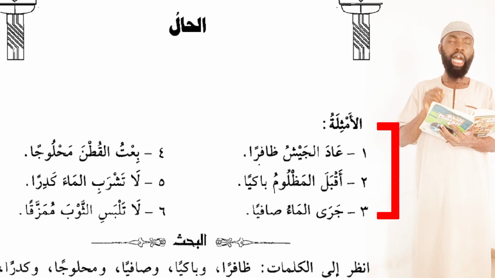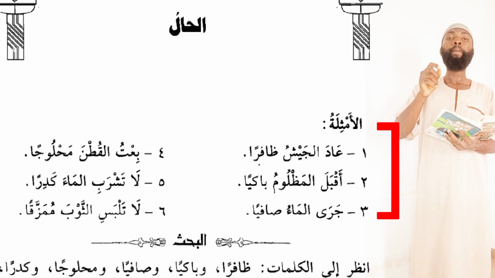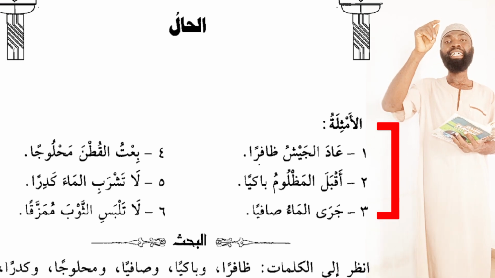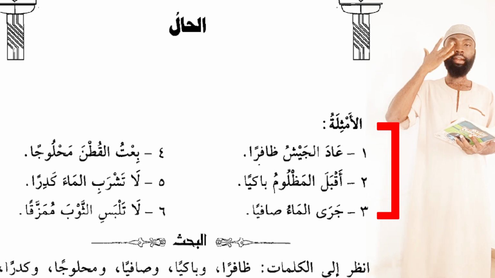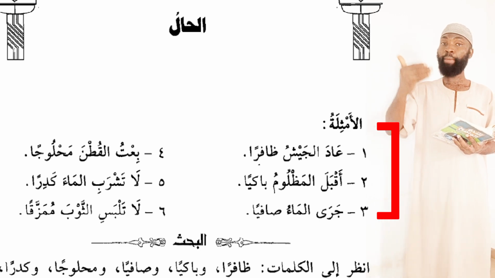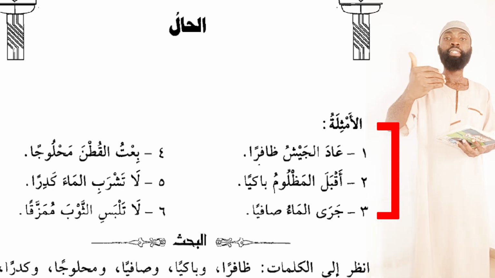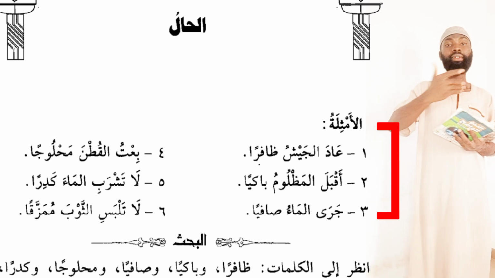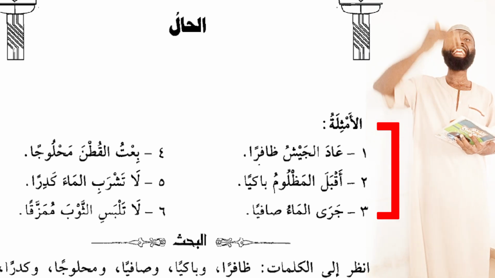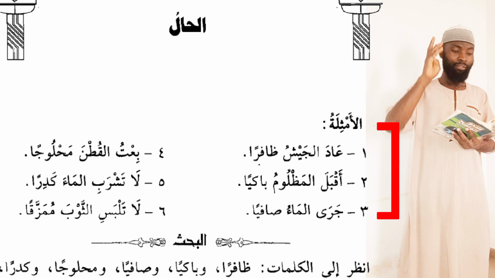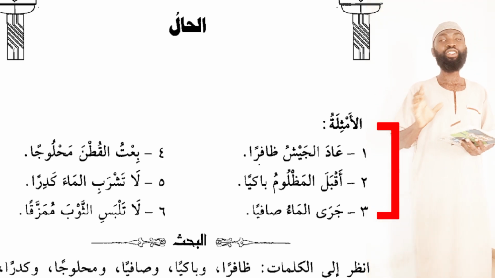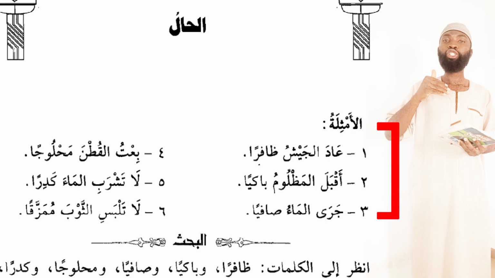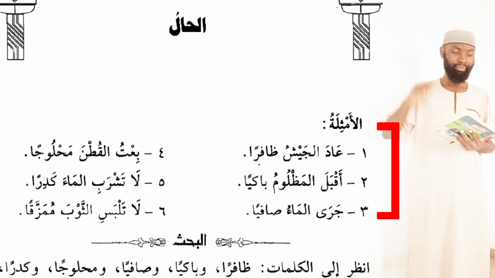Now we have aqbal al-mazlumu bakiyan. The oppressed person came crying. In what state? The oppressed person did not come laughing, rather he came crying. Bakiyan. Number 3, we have jaral ma'u safiyan. The water flow in the state of pureness, meaning the water flow calmly, very pure.